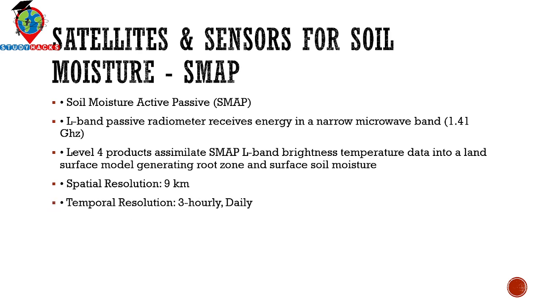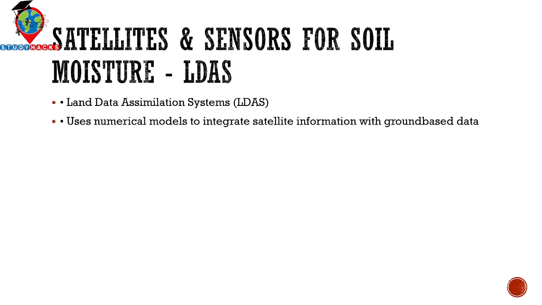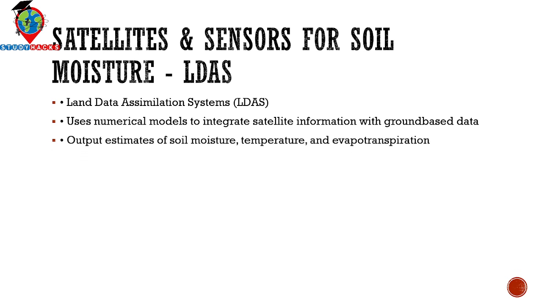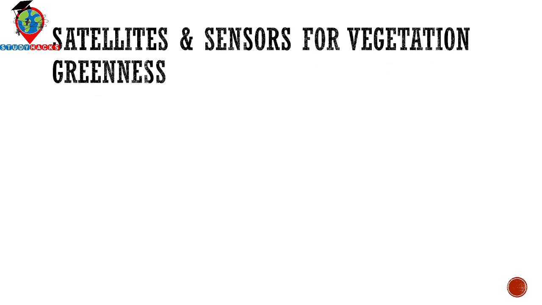Temporal resolution 3-hourly and daily is available for that. So now you talk about LDAS, the Land Data Assimilation System. How can it be used to monitor soil moisture? It uses a numerical model to integrate the satellite information with the ground-based data and output estimates of soil moisture, temperature, and evapotranspiration. So now we talk about the satellites and sensors for vegetation greenness.